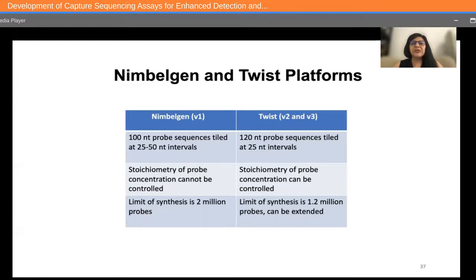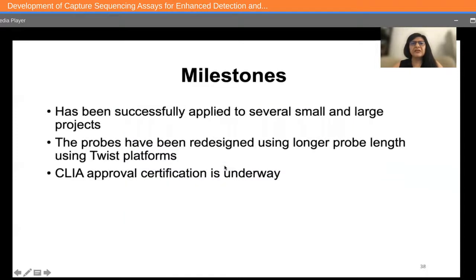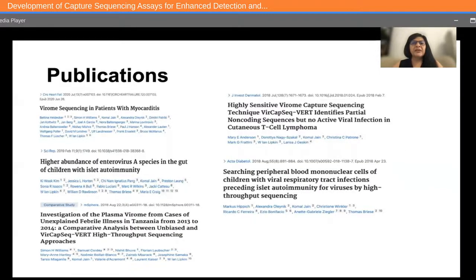So currently we have moved from NimbleGen to Twist platform, and we modified the probes. And this table just shows the comparison between NimbleGen and Twist platforms, but I'm not going to get into the details of this. But just want to mention that it has been successfully applied to several small and large projects, and the probes have been redesigned using longer probe length using Twist platform, and the CLIA approval for this particular system is underway. And there are several publications out there that support this particular system. And if you're interested, you can check it out.